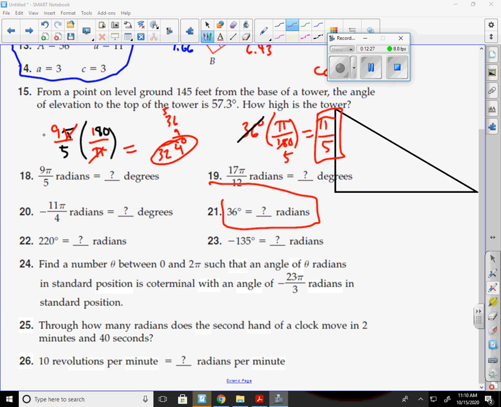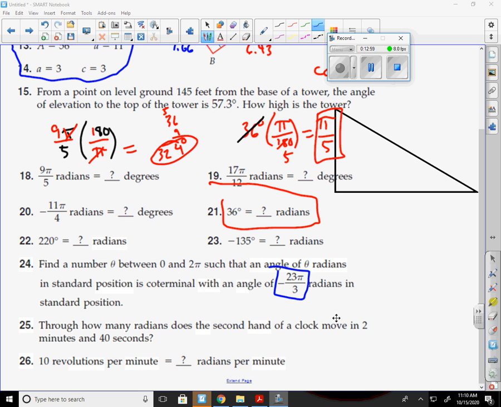Let's jump down to number 24. You should keep going and practicing on those in your notes, by the way. Find a number theta between 0 and 2 pi such that an angle of theta radians in standard position is coterminal with an angle of negative 23 pi over 3 radians in standard position. So we need to get our angle between 0 and 2 pi. So I start thinking of how I can relate 2 pi to this.